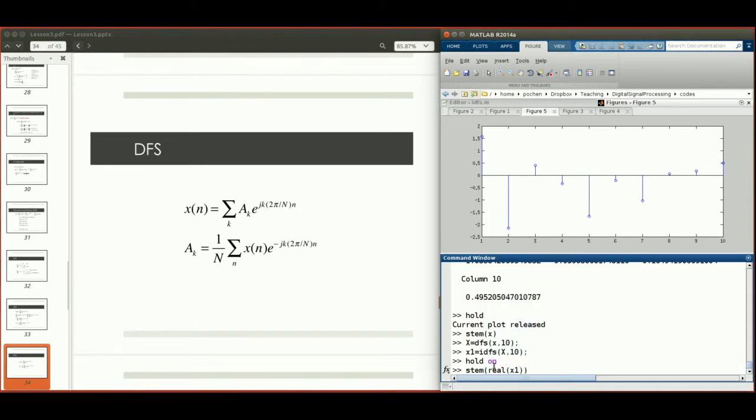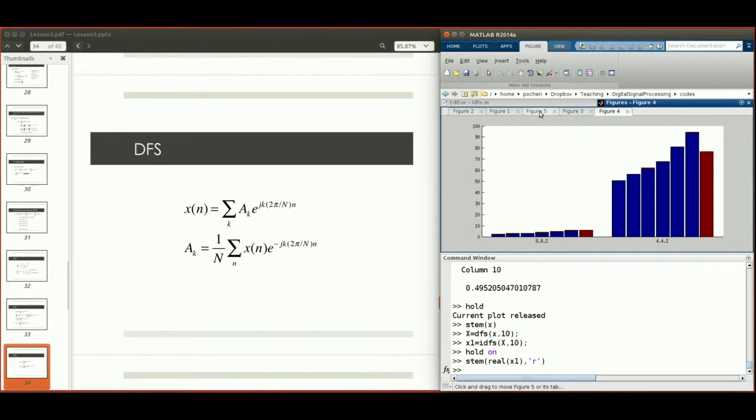The reason that I need to take the real part is because there are numerical errors. Those numerical errors are going to introduce very small imaginary parts, and those very small imaginary parts are going to screw up the plots. So I need to take the real part of x1, right? And then let's plot it in red and see if they are identical to each other. Yes, indeed, they are exactly the same.